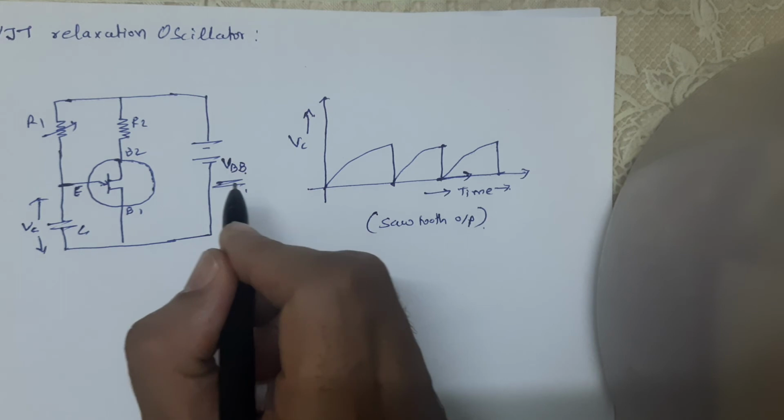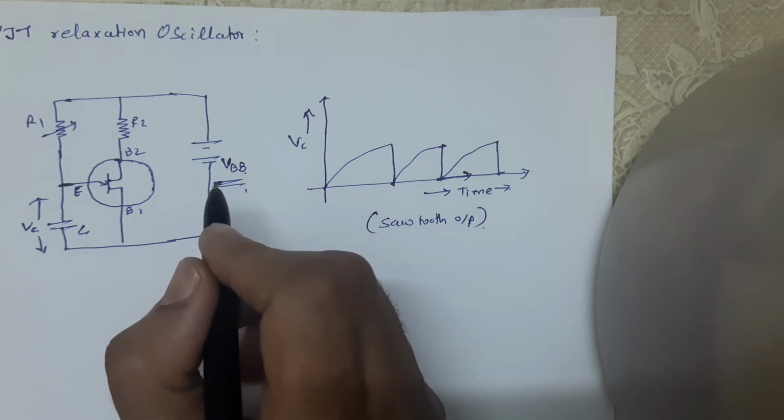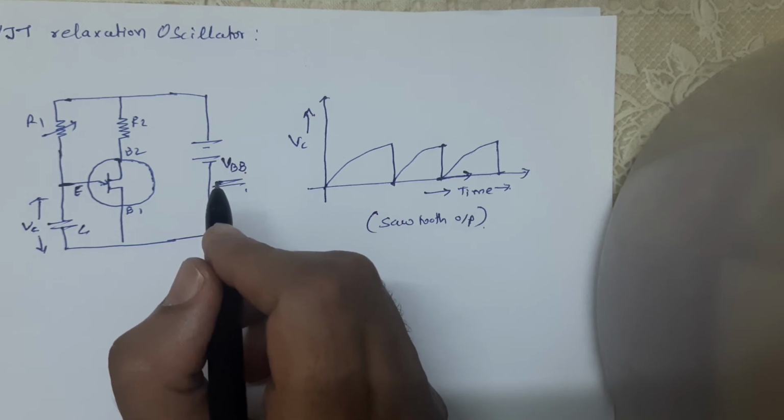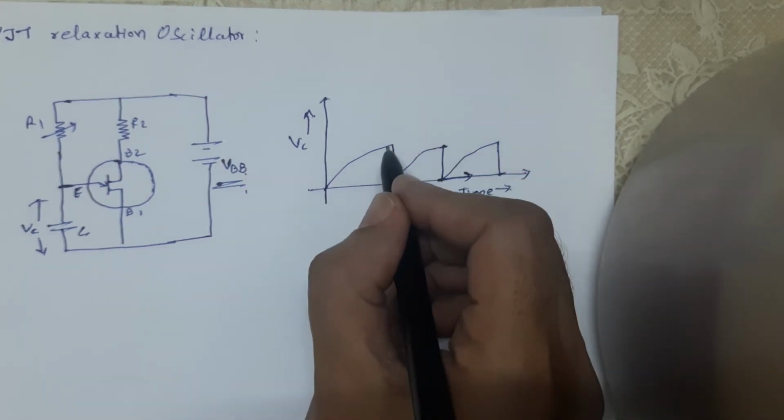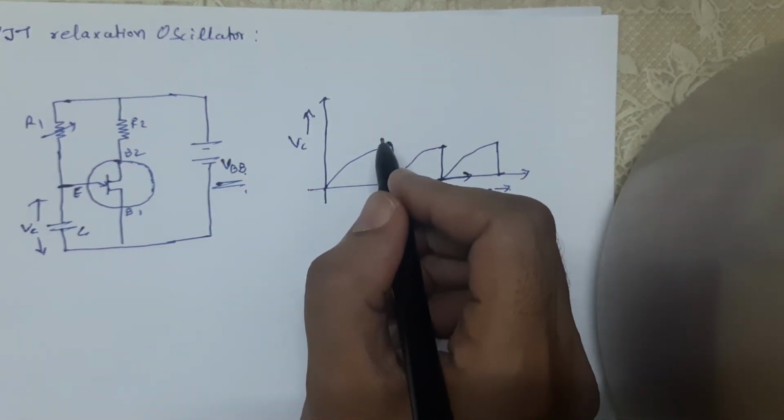When battery VBB is turned on, the capacitor C is charged through the resistor R1. During the charging period, the voltage across the capacitor rises in an exponential manner until it reaches the peak point voltage. At this instant, when it reaches the peak point, the UJT switches to its low resistance conducting mode and the capacitor is discharged between emitter and base 1.